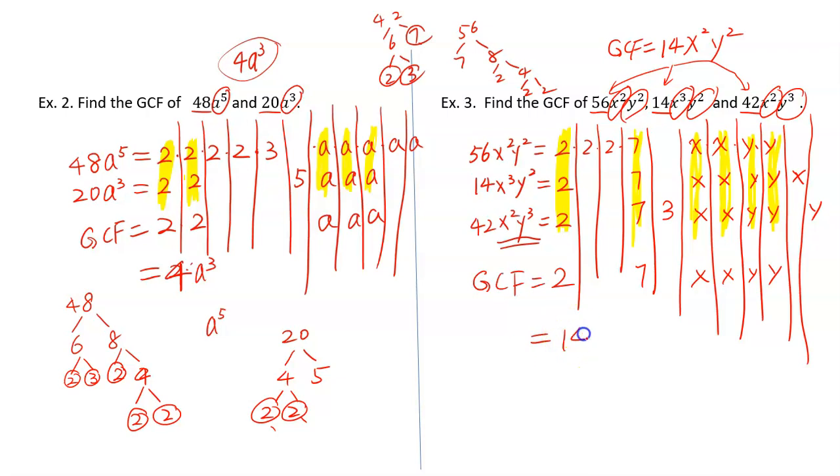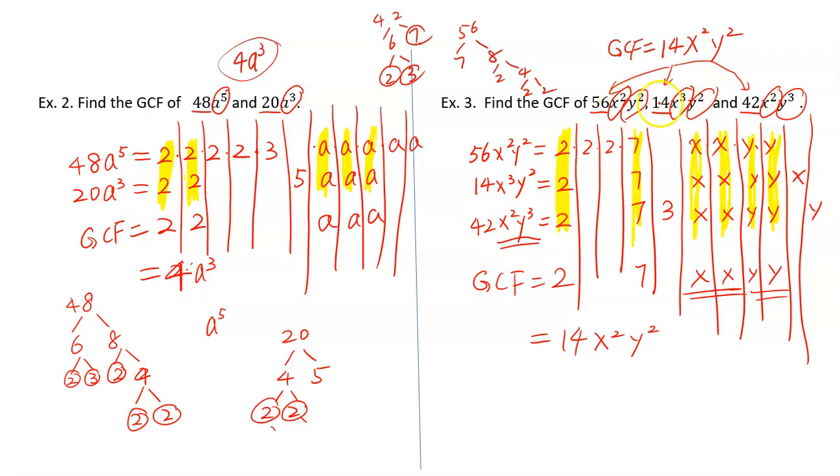So we're going to multiply all of these together. 2 times 7 is 14. X times x is x squared, and y times y is y squared. And notice this matches the answer we got there. So again, if you can look at the numbers and determine the GCF, you don't have to do all of this work. And for the variables, actually, it's easier.